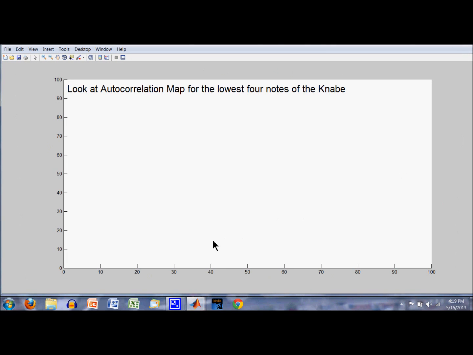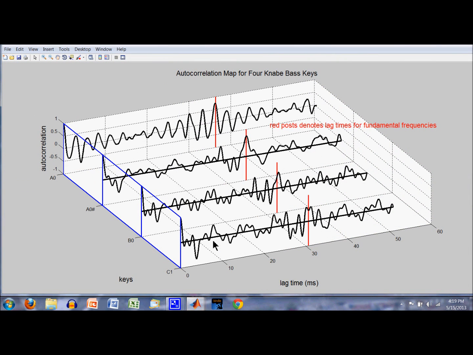Let's look at the autocorrelation map for the lowest 4 notes on the Kanabi. Now this is simply a plot of the autocorrelation, plotting lag time versus autocorrelation, -1 to +1, 0 out to 60 milliseconds. And of course at 0 lag time, the autocorrelation is at 1 on all 4 of these keys.